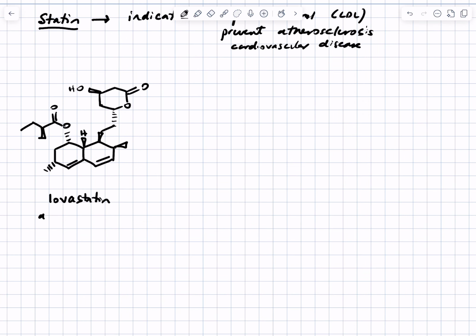This was approved by the FDA for use in managing cholesterol in 1987. So that's within my lifetime. I was baptized that year. So before, we didn't really have a way of managing cholesterol. And then starting in the 80s, we did.